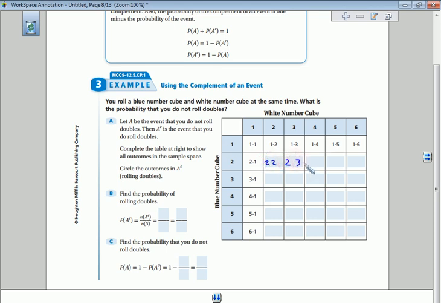This would be 2, 3. This would be 2, 4. This would be 2, 5. This would be 2, 6. And then 3, 2 through 3, 6; 4, 2 through 4, 6; 5, 2 through 5, 6; and 6, 2 through 6, 6.